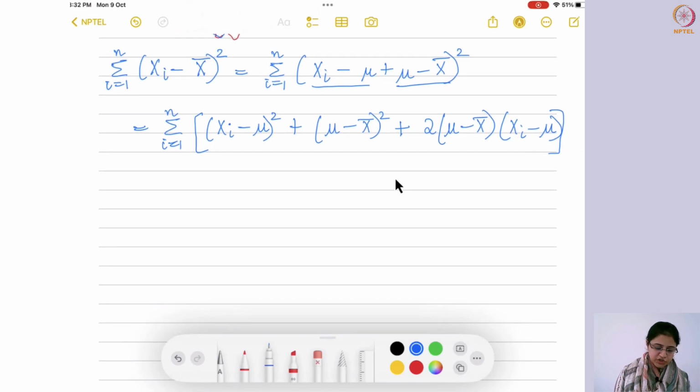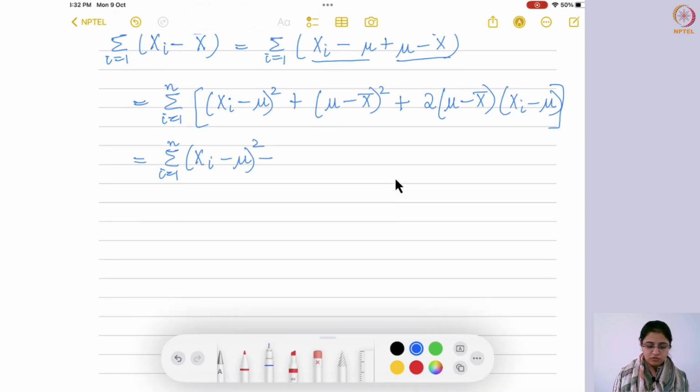Now if I take the summation inside, you will have the first term as summation xi minus mu whole square. Okay. Now what will happen in the second term? These are constants. So instead of the summation I can write n times mu minus x bar whole square, plus twice mu minus x bar, and summation when applied to this is what over here? Summation xi minus mu.